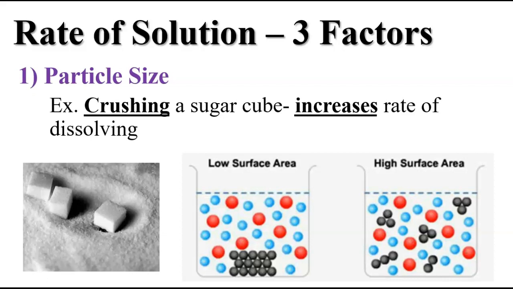If you have a sugar cube and you crush it up, you increase how fast it dissolves. Okay, and that's this image down here at the bottom. When you have a sugar cube, the water can't get to the inside molecules, so you have to dissolve the outside first. Whereas if you crush it, then you have a higher surface area. So solvation occurs faster.